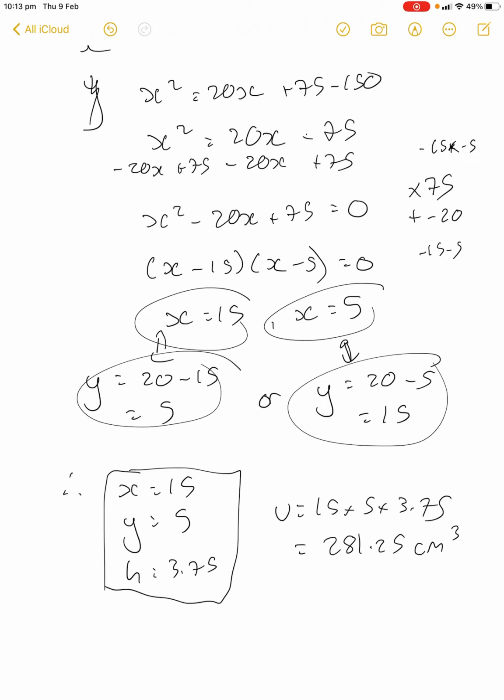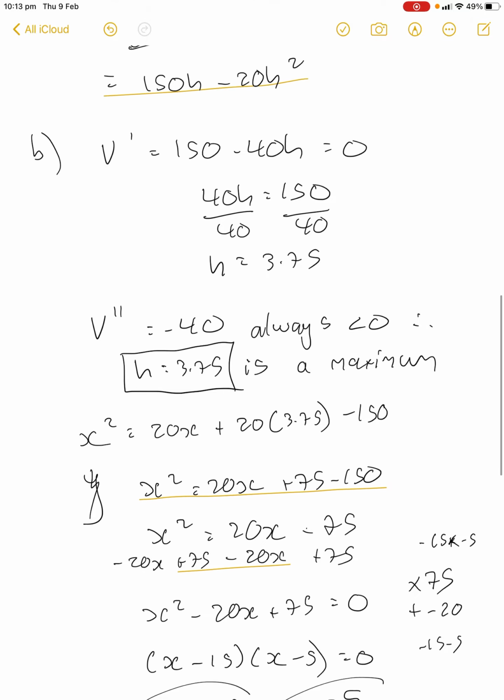Very difficult question involving maximum and minimums. A lot of working out, a lot of different things happening here.